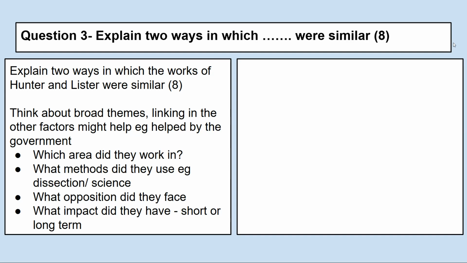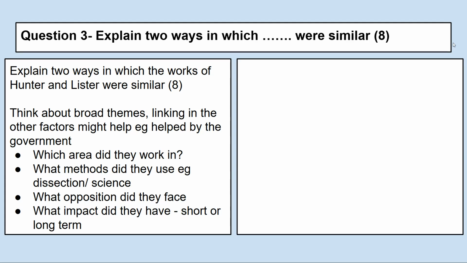And I've just got some bullet points here that you can think about as well. The area that they worked in. What methods did they use? For example, dissection, new scientific ideas. What opposition did they face? We'll come back to that later on because that's quite a good one. And what impact did they have in their particular field? Short term, maybe not as much. Long term, do we do things today because of them? So lots of different ideas, lots of different directions we could take this answer.